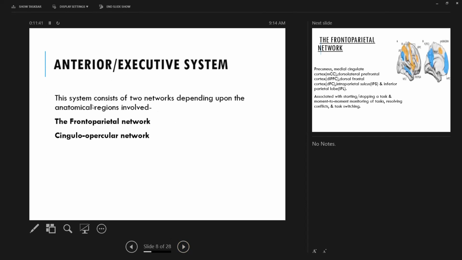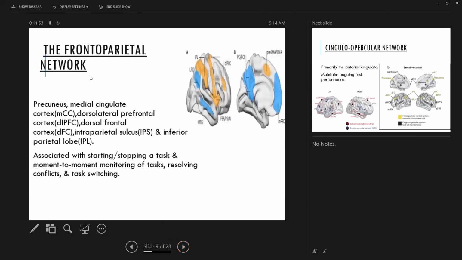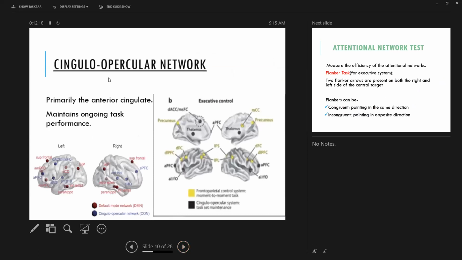Anterior or the executive system. This system consists of two networks depending upon the anatomical region involved, the frontoparietal network and the cingulo-opercular network. The frontoparietal network consists of precuneus or medial cingulate cortex, dorsolateral prefrontal cortex, dorsal frontal cortex, interparietal sulcus, and inferior parietal lobe. It is associated with starting or stopping a task, moment-to-moment monitoring of tasks, resolving conflicts, and task switching.